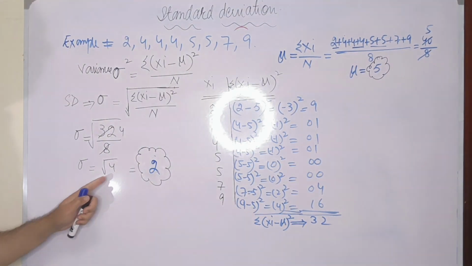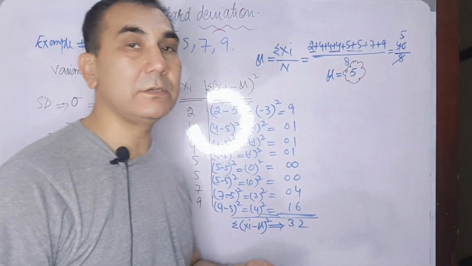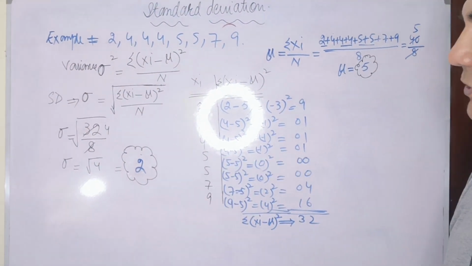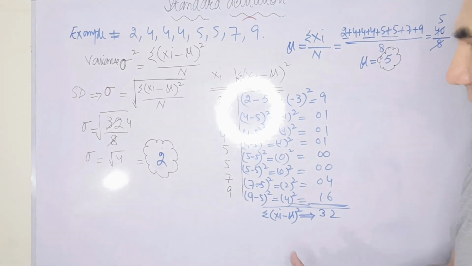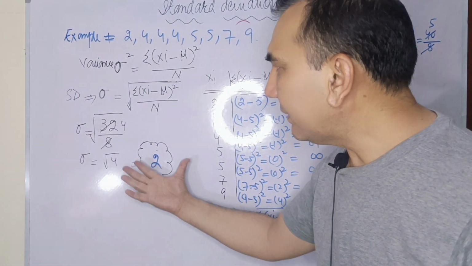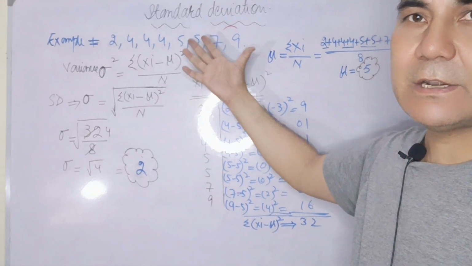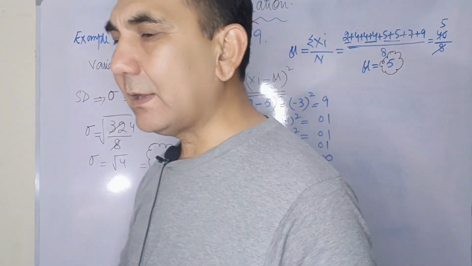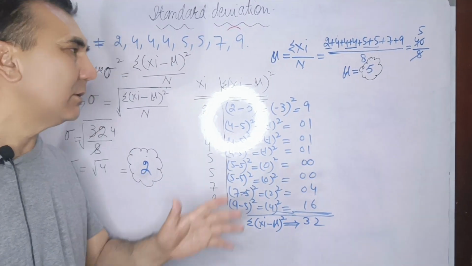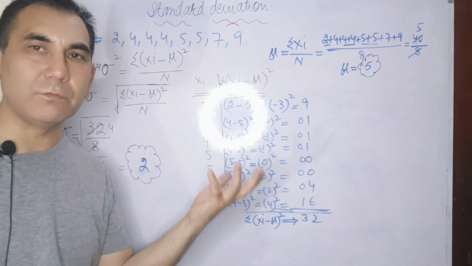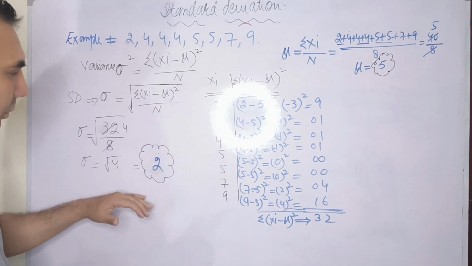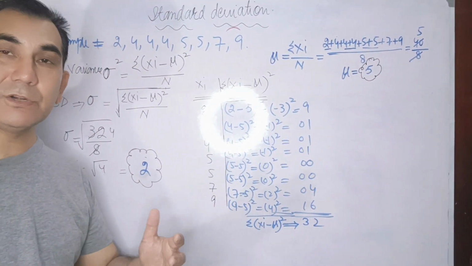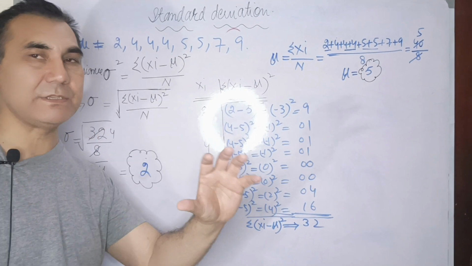So the square root of 4 is 2. So 2 is the standard deviation of this data set of the 8 students who got the score in the statistics quiz out of 10. Now, there is another method to calculate the standard deviation, which gives a rough estimate.